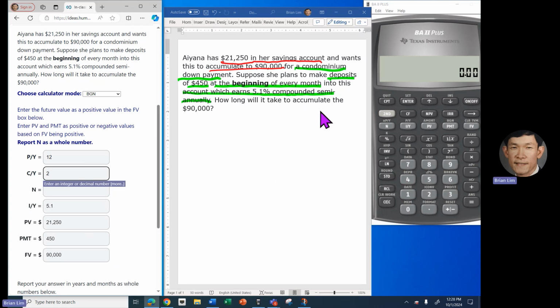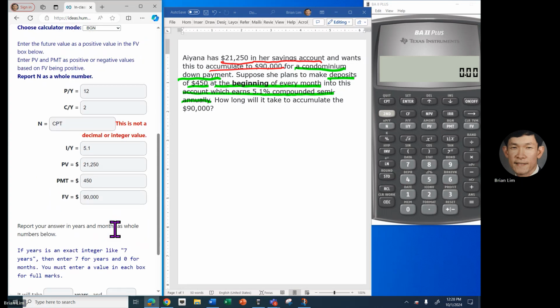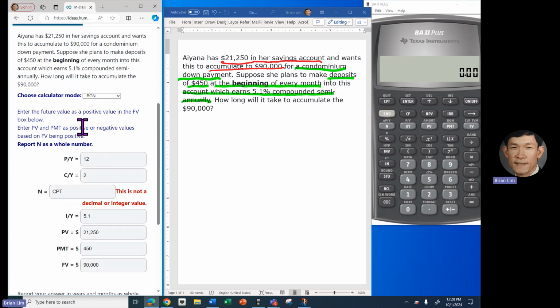How long will it take to accumulate the $90,000? So for that, we will need to compute the value for N first before we can get to the years and months as indicated below. Now there is more instruction here. It says enter the future value as a positive value in the future value box below. All right, so it has to be positive, so it is positive right there.